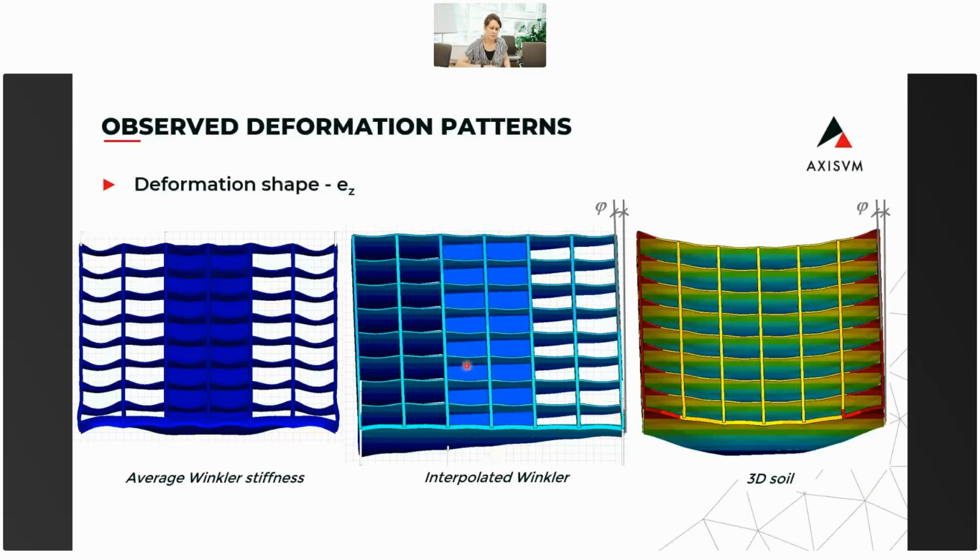In case of the interpolated Winkler model, the tilt of the building is noticeable. The third model, a 3D model, captures both effects in one. It shows us the tilt of the building and shows a more realistic settlement basin. But at this point, the main question is: why are these deformation shapes so different? And to answer this question, we need to understand what is happening behind these results.